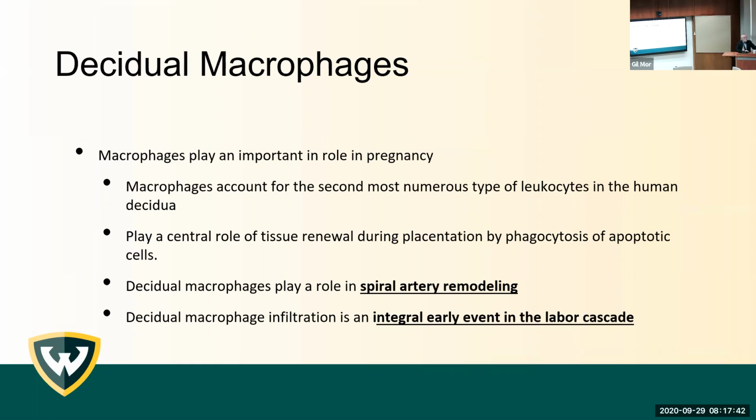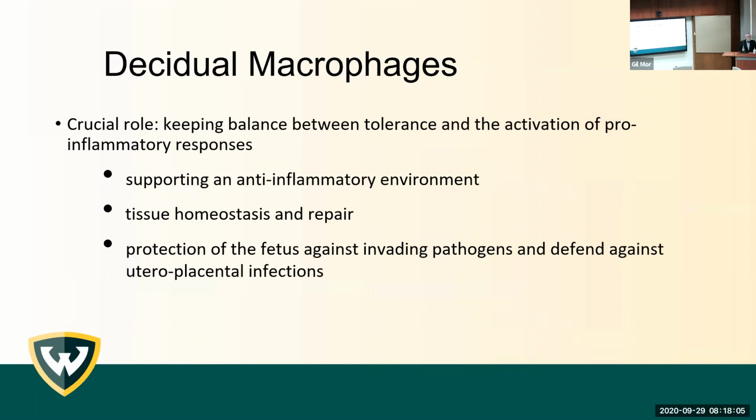They are also an integral part of the cascade of events that is going to happen during labor. They migrate into the myometrium and they initiate, or they help, the changes that will be responsible for labor. A critical role of these macrophages is to maintain the balance between tolerance and the activation of pro-inflammatory responses that will lead to a rejection.